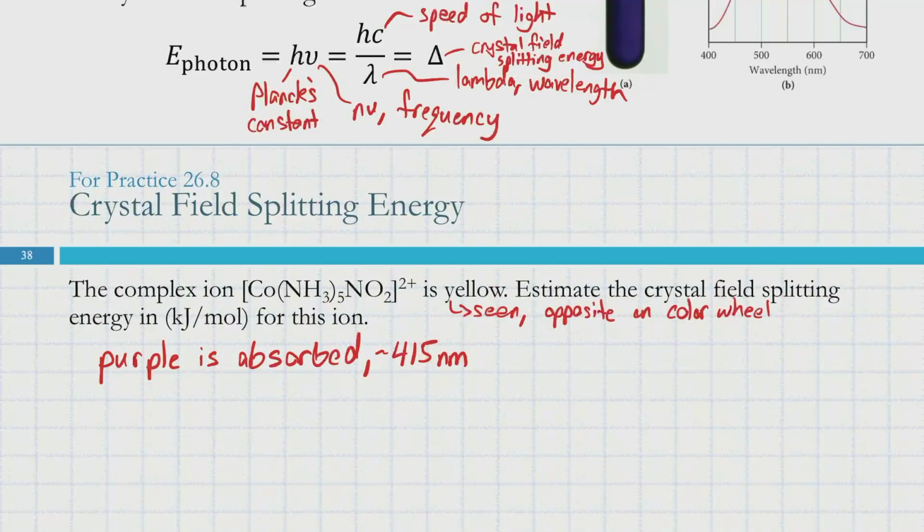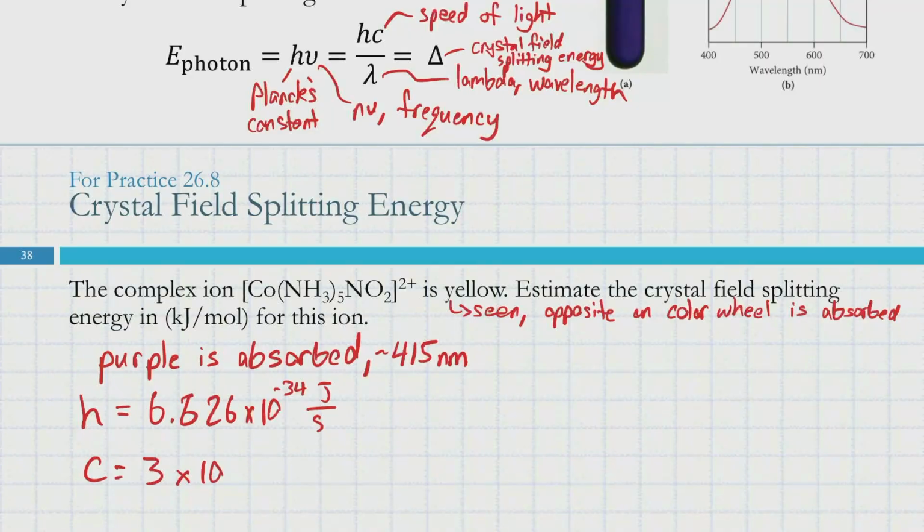Just write in some explanation for the notes. All right, and then we've got constants. Planck's constant, 6.626 times 10 to the minus 34. I think it's joules per second. I could be wrong. The number is the more important part, honestly. And then the speed of light, I just call it 3 times 10 to the 8 meters per second.